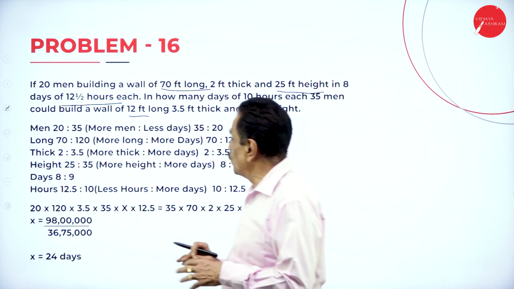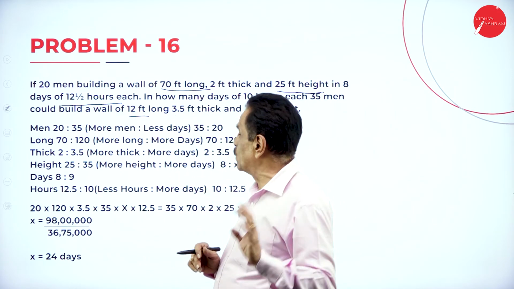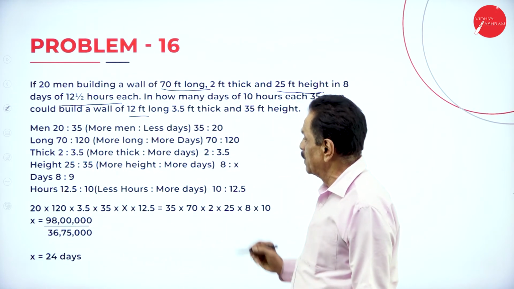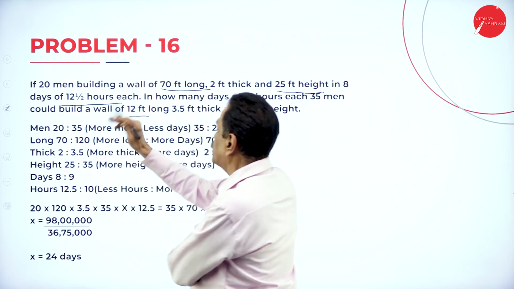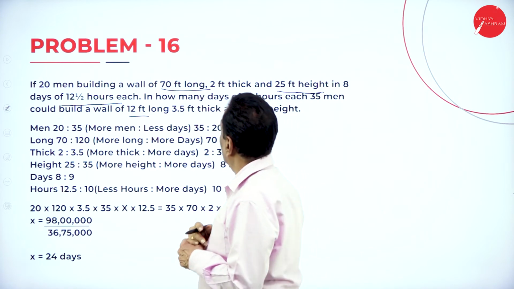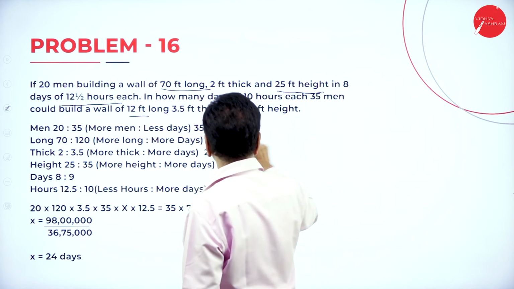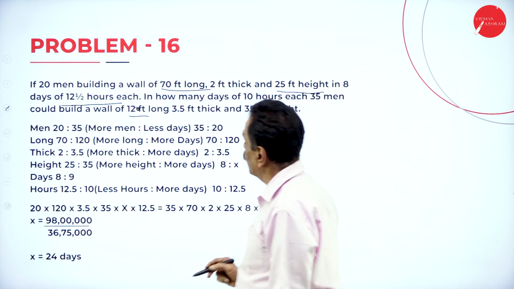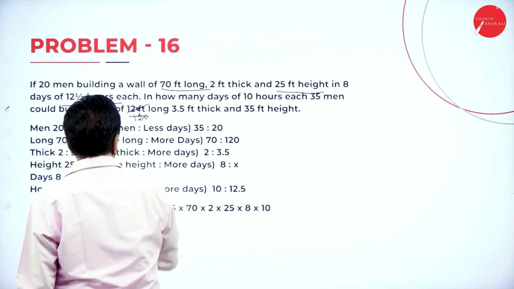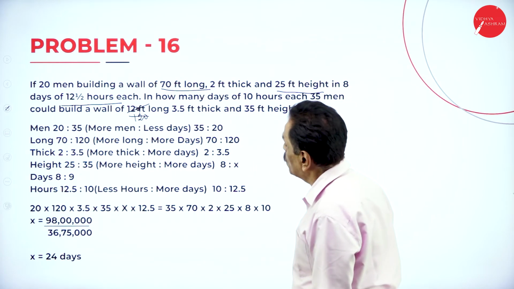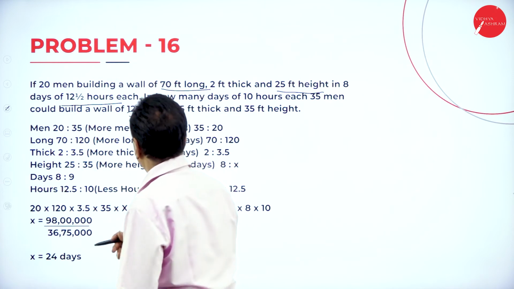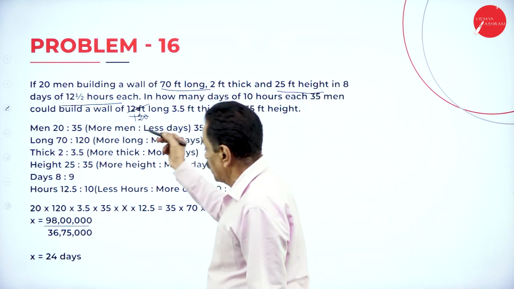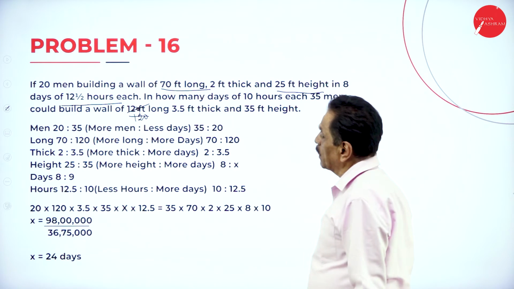What I did, no? So always it should be compared to the days also. Here 20 men is there, here 35 men, it is inverse. So we can say that more men, less days means inverse: 35 is to 20. Then 70 feet long here, then 120 feet long. So more long, more days, 70 is to 120. Then regarding the thickness, 2 feet here, 3.5 feet here. So more thick, more days, 2 is to 3.5.